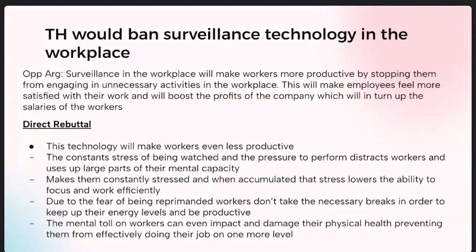In order to make it effective, you have to go through a few logical steps, which I've written down below. So, first of all, why would they be more or less productive? They'll be less productive because they'll be experiencing the constant stress of being watched and the pressure to perform, which will distract workers and use a large part of their mental capacity. Because when you know that your boss is always surveilling you, you feel stressed over gaining some negatives, maybe being shortened, fired, or your salary lessened if you don't perform as well as the boss expects you to.